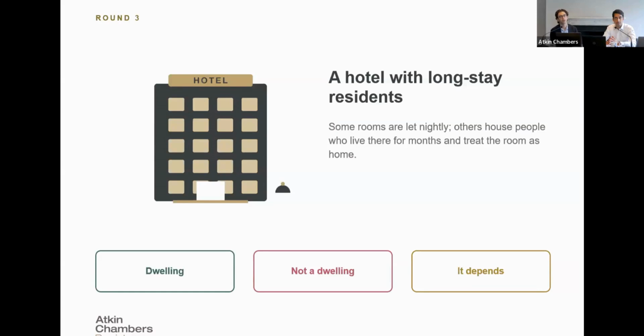A more difficult one, which can come in a variety of shades, is starting with hotels, but hotels with complex uses and functions. So you can have a hotel with long stay residents, that might be like the Eurotemp example, but you can also have hotels with apartments, which are let out on monthly or potentially yearly bases.